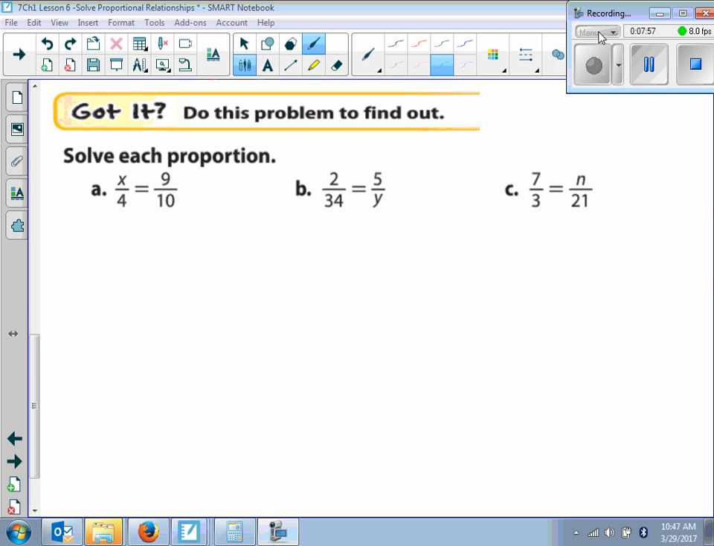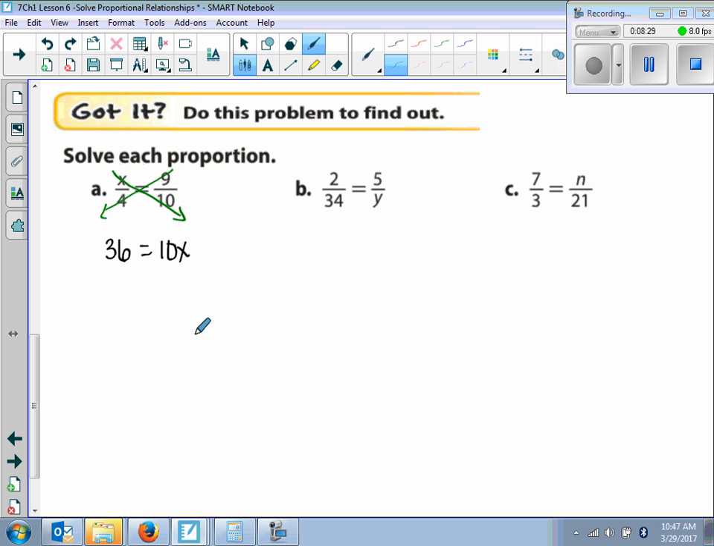All right, so for example A, B, and C, we are solving these proportions, and we are going to solve them by cross multiplying. Okay, so when we cross multiply, you guys remember I like to draw my arrows, and I like to follow the arrows. So on one side we have 9 times 4, which is 36. And then on the other side we have x times 10, which is 10x. Very good.